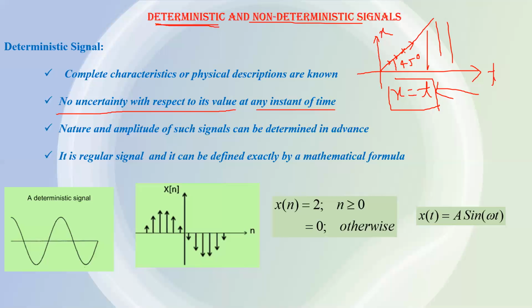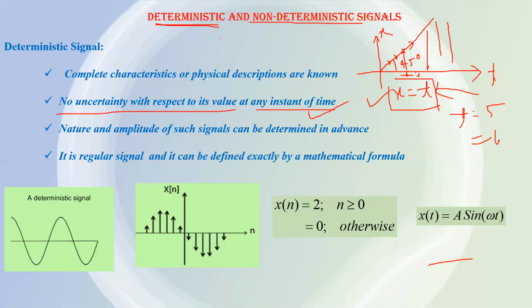Suppose its value is known at t equal to 1. Then you can predict its value at t equal to 5 seconds, at t equal to 6 seconds. At any instant of time in advance, you can predict its value. So that type of signal is called deterministic signal. Means no uncertainty with respect to its value at any instant of time.